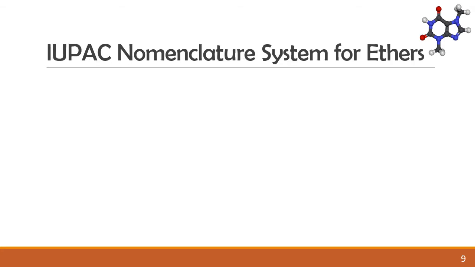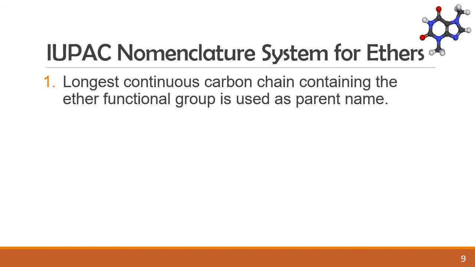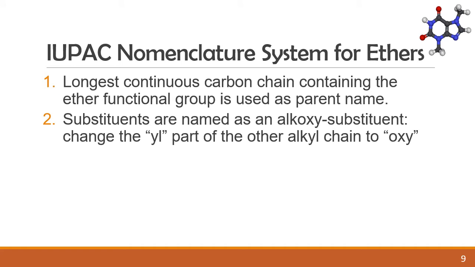Ethers are named somewhat differently from the other hydrocarbons we have discussed so far. For instance, the parent chain name does not have a unique suffix like "ol" for alcohols. In ethers, the parent chain name is whatever the name of the LCC is. So for instance, if the LCC is pentane, then the parent chain name is pentane. The identifying name of ethers is in its substituent.